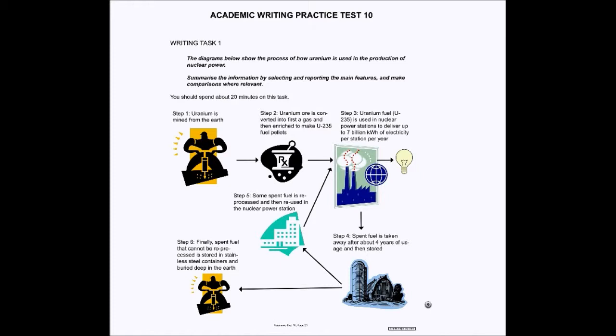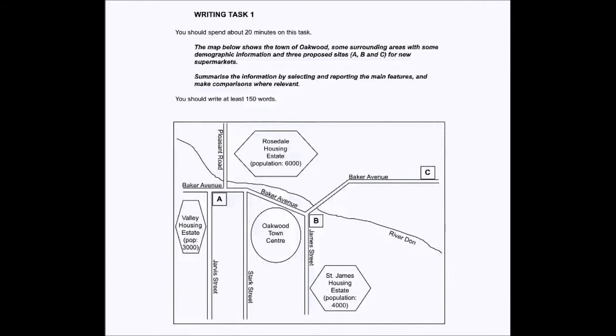Summarizing this, you would make a note of how many stages there are and then describe each one using linking words to connect the ideas. And finally, here's an example of a map. Maps and plans are the least frequent in the writing task 1. However, again, you need to be prepared.